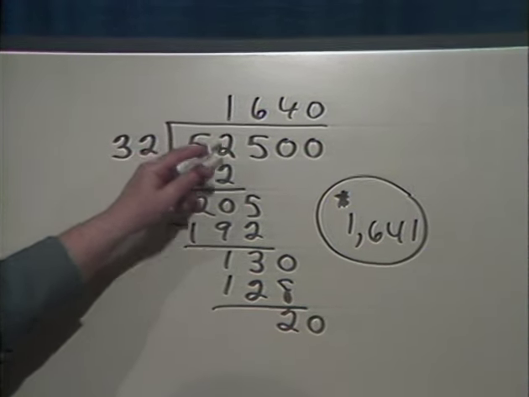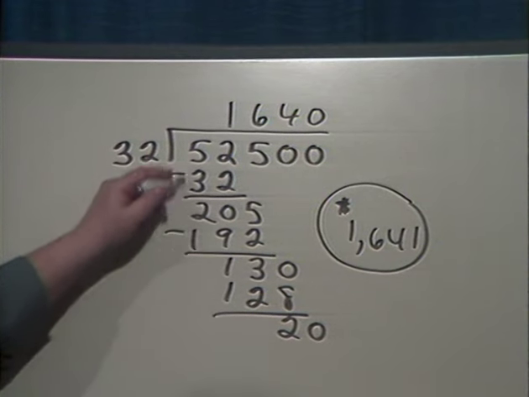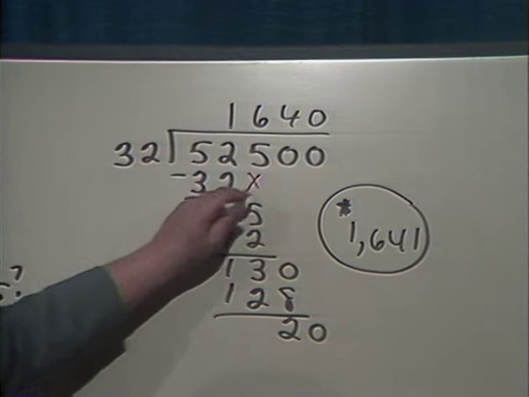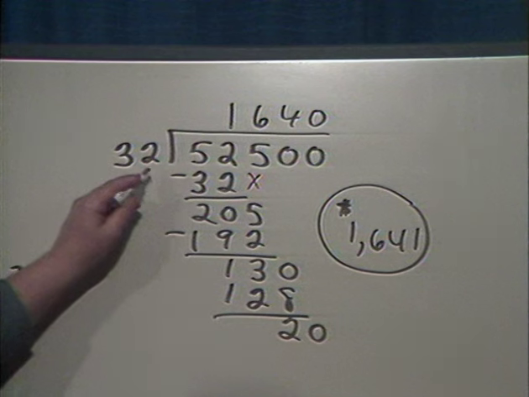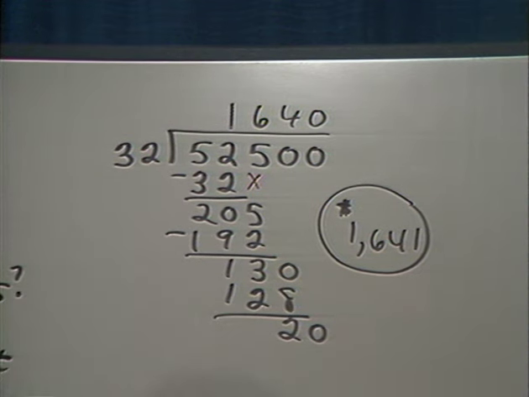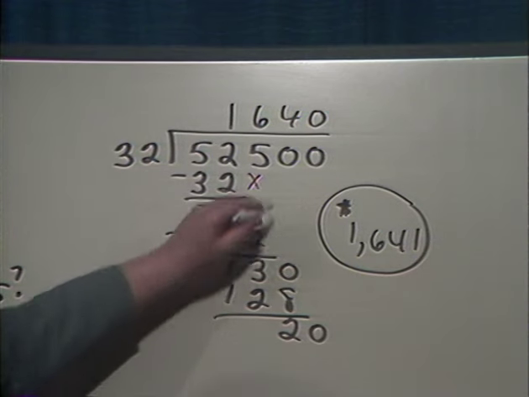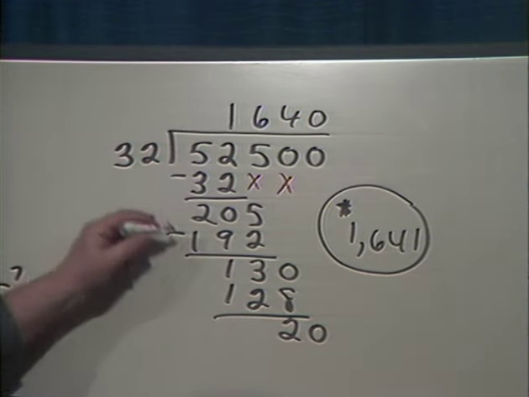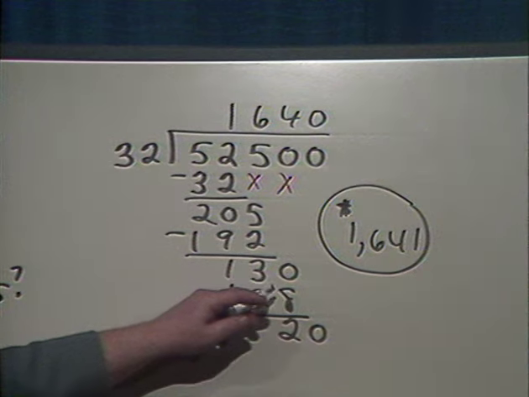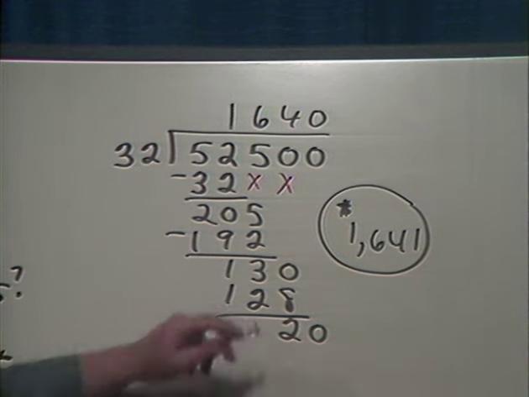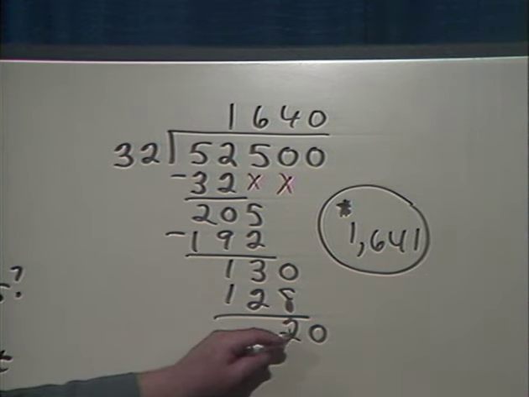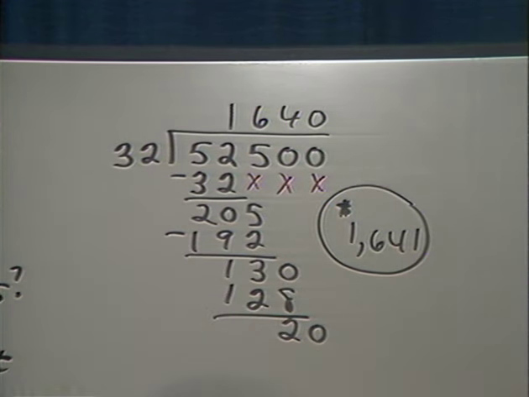32 goes into 52 once. 32, subtract that from 52 is 20. Bring down the 5. 32 goes into 205 6 times. 6 times 32 is 192. Subtract 192 from 205, that's 13. Bring down the 0. 32 goes into 130 4 times. 4 times 32 is 128. Subtract gives you a 2. Bring down the 0. So the answer is 1640.